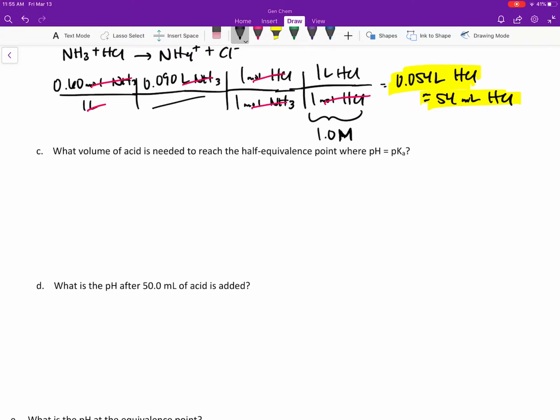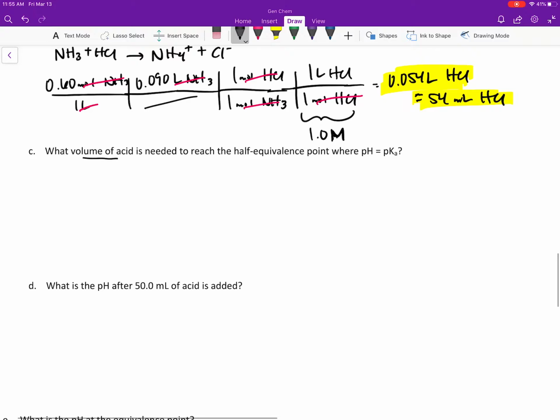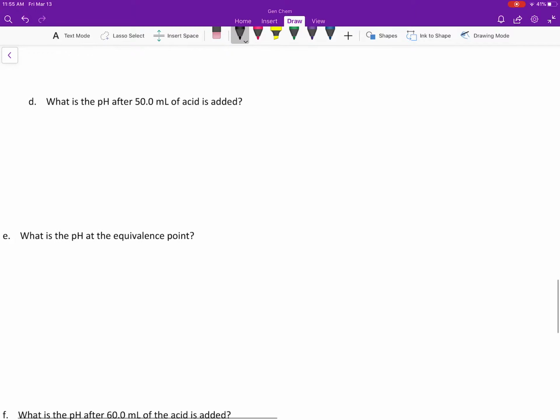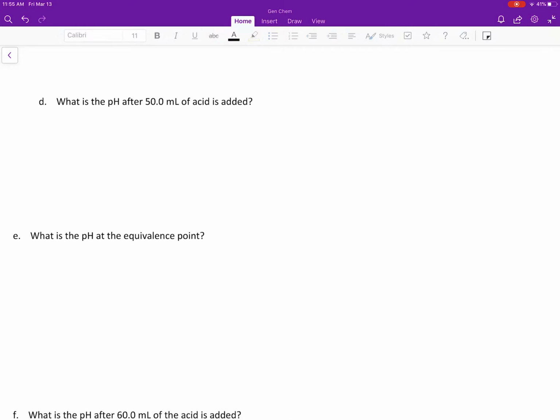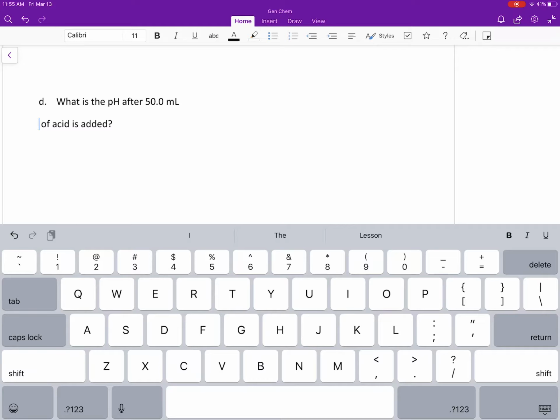Lesson 23, continuing on question 5. Part C says, what volume of acid is needed to reach the half equivalence point, where pH is equal to pKa? Well, this is VEQ 1/2, and half of 54, which we determined up here, so VEQ 1/2 would be 27 milliliters. So easy peasy.